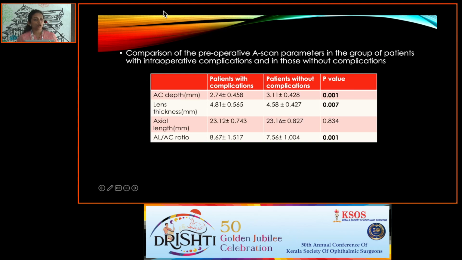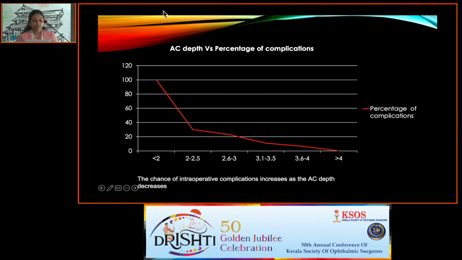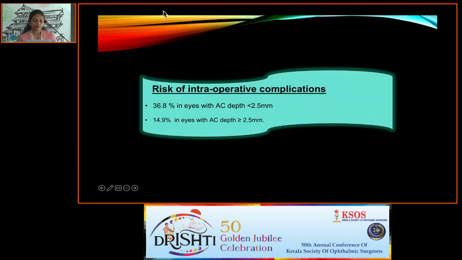On comparing the preoperative A-scan parameters within the group of patients with or without intraoperative complications, the anterior chamber depth was significantly lower in patients with complications. The lens thickness was significantly higher in patients with complications. The axial length by AC ratio was significantly higher in patients with complications. And axial length alone did not have any significant association with any of the groups. The chance of intraoperative complications increases as the AC depth decreases, as shown in the graph below.